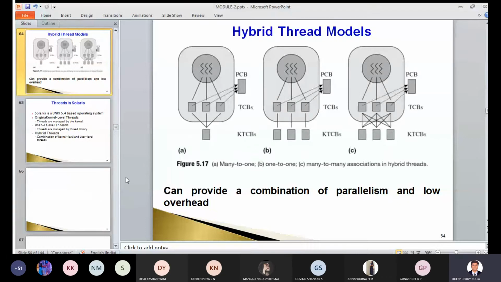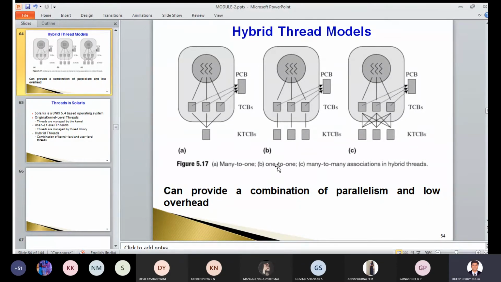Hybrid thread models. In hybrid thread models, you see here, mapping we have done, and we have done the alignment of the PCB also. So this is there in the kernel, and this was connected through the user. So both the features of user and the features of kernel are used. First one is what? Many to one. So many threads are connected to one PCB.